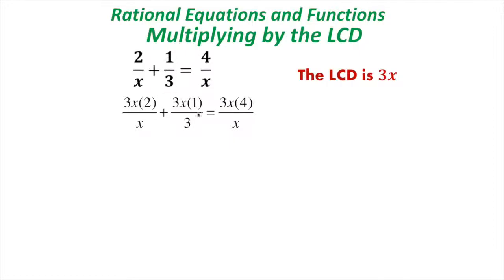Same thing on this one. I've got 1/3. I multiplied the top by 3x. This one I've got 4 over x. Multiply the top by 3x. Notice I'm not multiplying top and bottom by 3x. Okay, that won't help me at all. It won't get rid of my fraction.